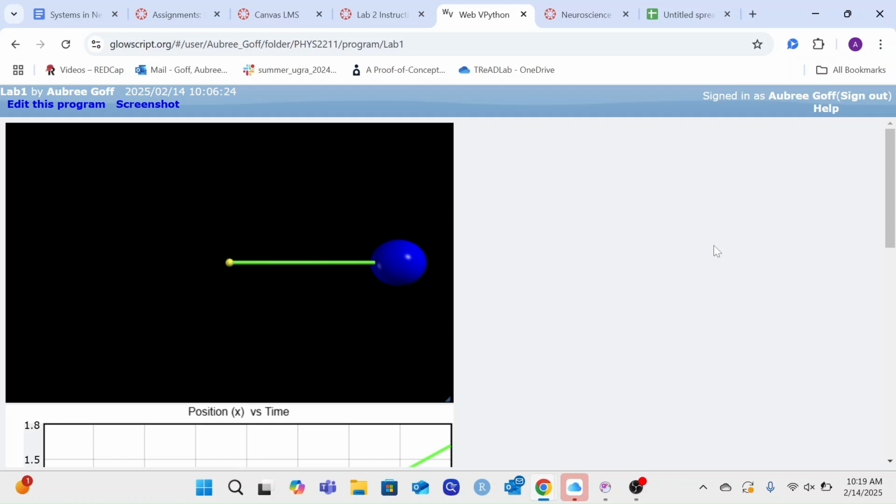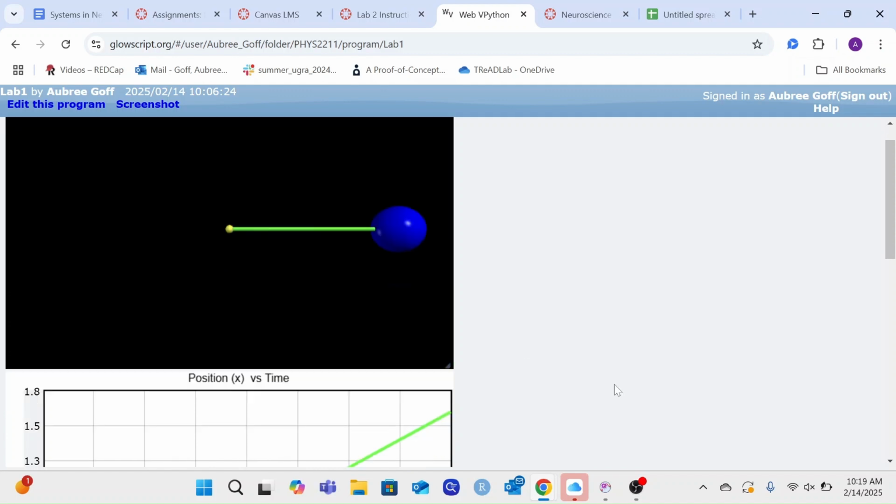So to start off, we're going to look at a computational model for constant velocity. This program was given to us by our instructors and edited just a little bit to show what exactly we should expect from constant velocity from a computational model specifically. Here you can see our starting point, this little yellow ball, and our final position is this blue ball, our object in question.